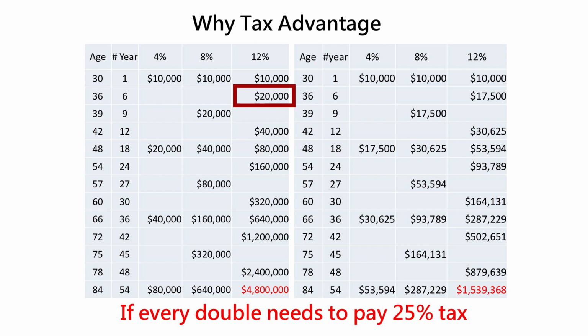But if you look at the number on the left side without the tax implication, you can start seeing the difference. If you look at age 84, you have to pay 25% of taxes every time it doubles. Your original $10,000 will increase to $1.53 million. But compared to the $4.8 million on the left side, the difference is about $3.3 million. I'm using this exercise to show you that although rate of return on investment is very important, tax planning is even more important. Do you have any tax-free or tax-exempt strategies in your current portfolios?